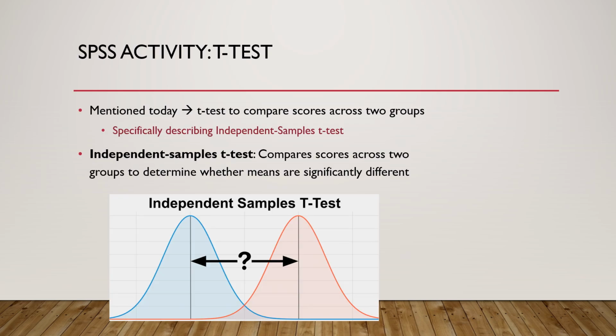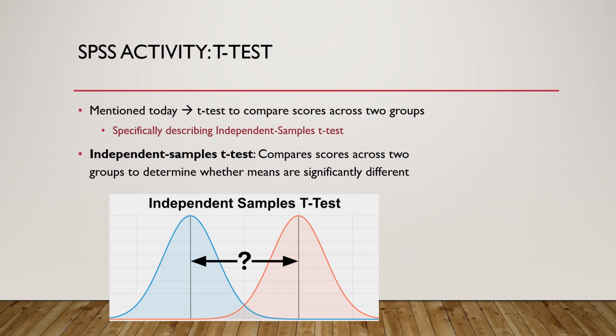So first, let's do a quick review of t-tests from your statistics course. I mentioned today that a t-test is when you're comparing scores across 2 groups. You're trying to see, is there a systematic difference between scores based on the group that is taking that survey, whether group A has different scores than group B. And this was specifically describing an independent samples t-test, which is one form of t-test, one form of group comparison. An independent samples t-test is when you are comparing scores across 2 groups to determine whether those means are significantly different.